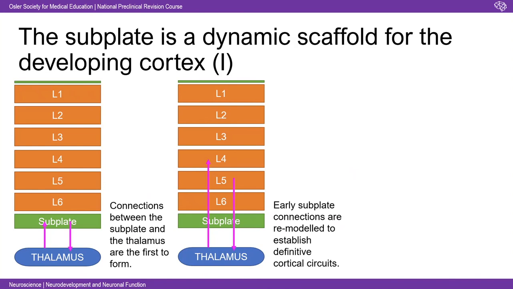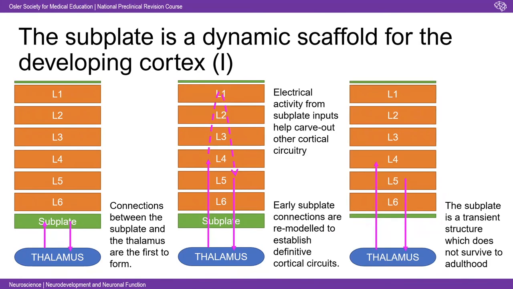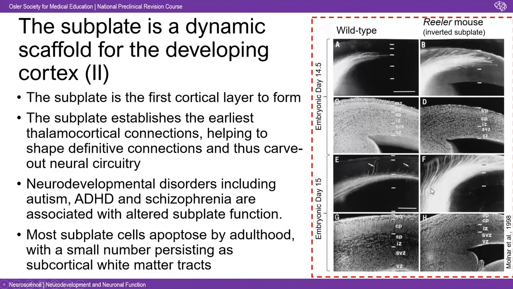The subplate is then really critical for remodeling those circuits and those synaptic connections and establishing the definitive circuits in the cortex. And that's not only a process of plugging in the neurons to the right place, but also this process whereby electrical activity within the cortex helps to carve out neural circuits. And then once that job is done, the subplate is a transient structure, and it does not persist into adulthood, other than forming these funny little white matter tracts at the very bottom that nobody really knows what they do.